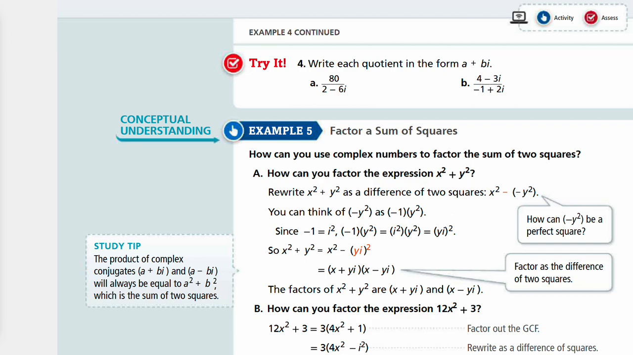Okay, so let's look at try number 4. Write each quotient in the form a plus bi, where you have fractions with complex numbers in the denominator. So simplify by multiplying your complex conjugates, and try to get a fraction without a complex number in the denominator. So pause the video and come back when you're ready for answers.